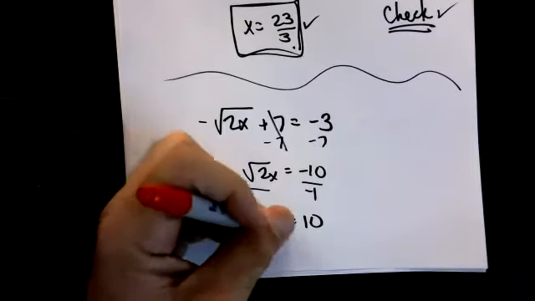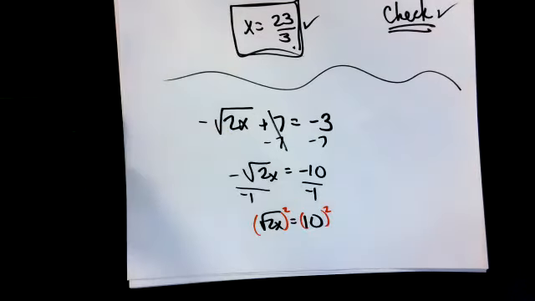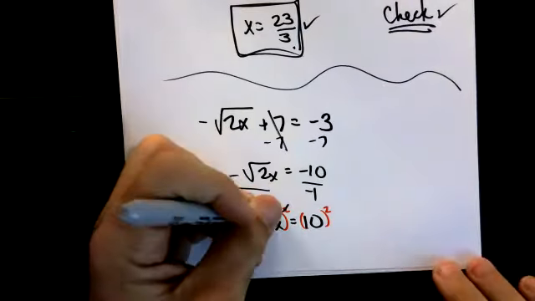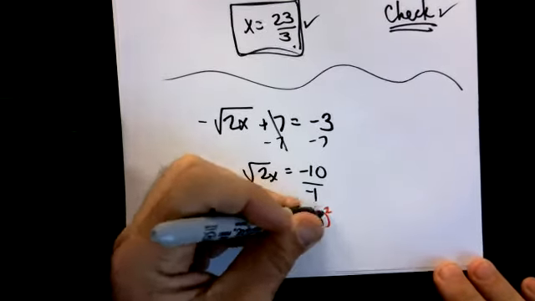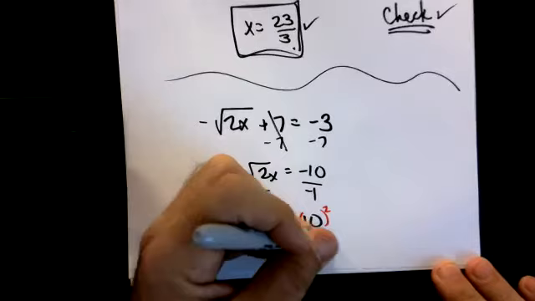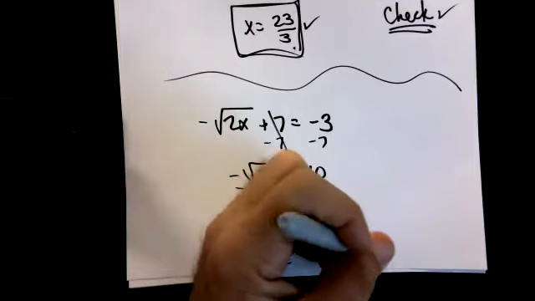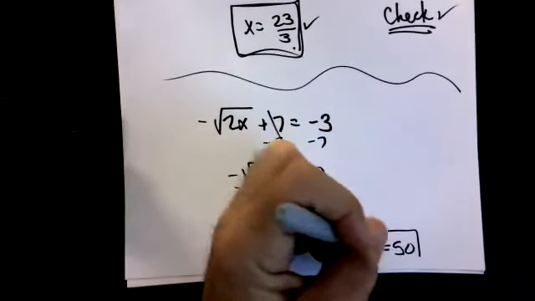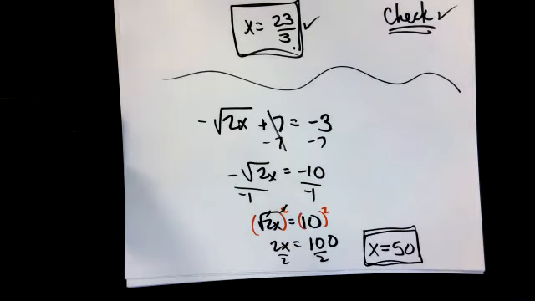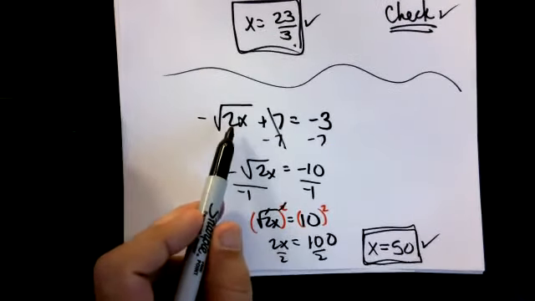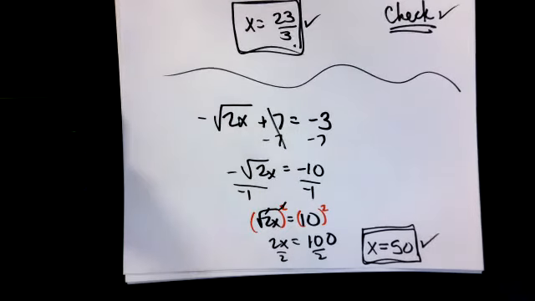Same game, to get rid of the square root, I'm going to use the squared power. Cancels, so I get 2x, 10 squared is 100. 10 times 10 is 100. Solve for x. 100 divided by 2 is 50. Again, shouldn't need to check this one, but it does work. 2 times 50 is 100. Square root of 100 is 10. -10 plus 7 is -3.